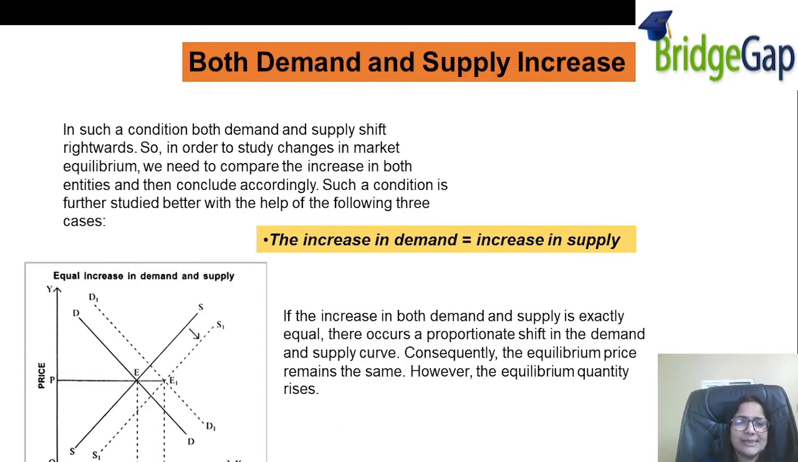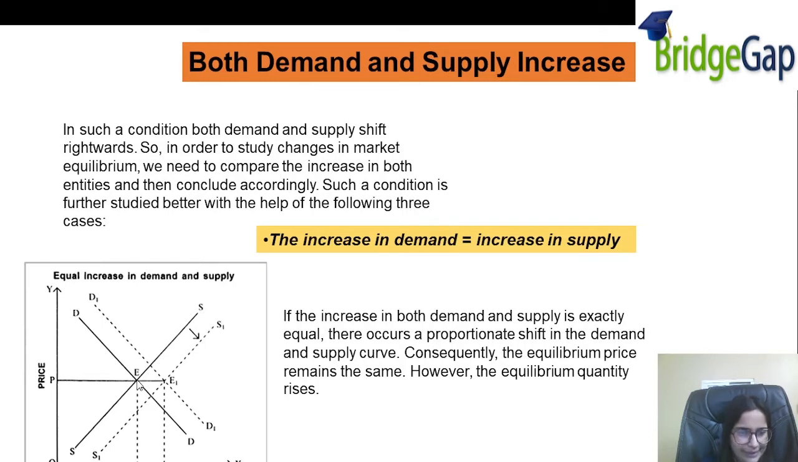So in order to study the changes in market equilibrium, we need to compare the increase in both entities and then conclude accordingly. Such a condition is further studied, of course, with the following three cases. First, we'll have to assume that by whatever proportion the demand has increased, the same proportion our supply has also increased. So the first situation is when the increase in demand is equal to the increase in supply.